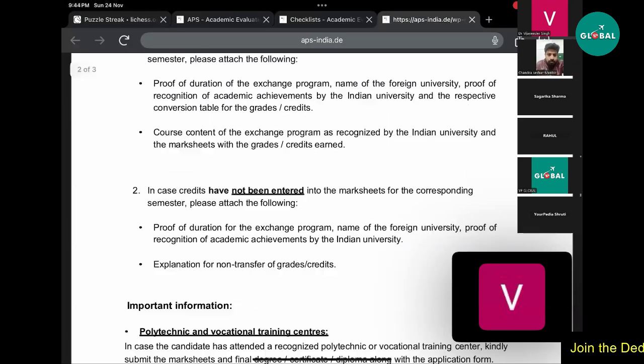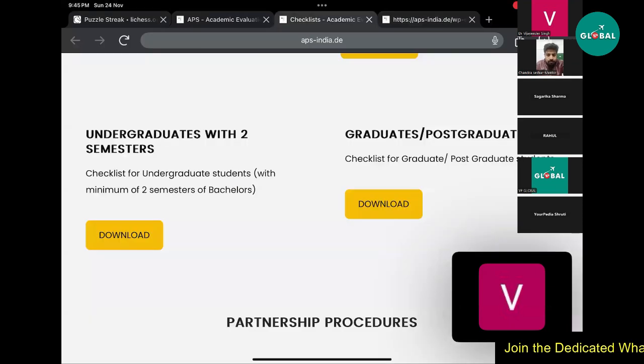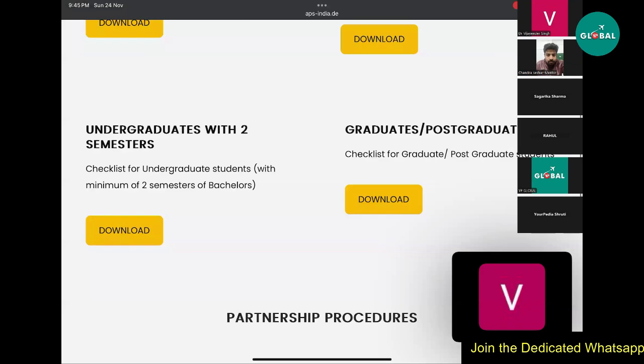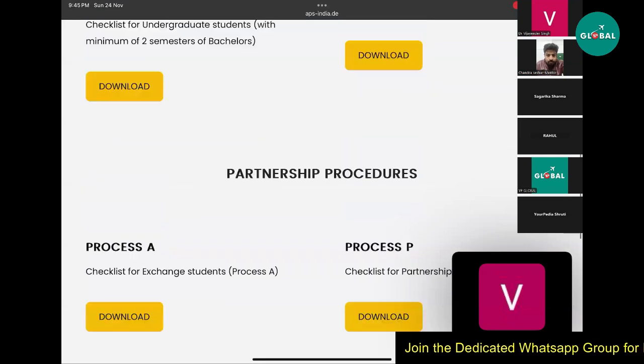Once you receive your APS, then probably you can apply for uni-assist, and then you will be doing your own applications wherever you want to submit.